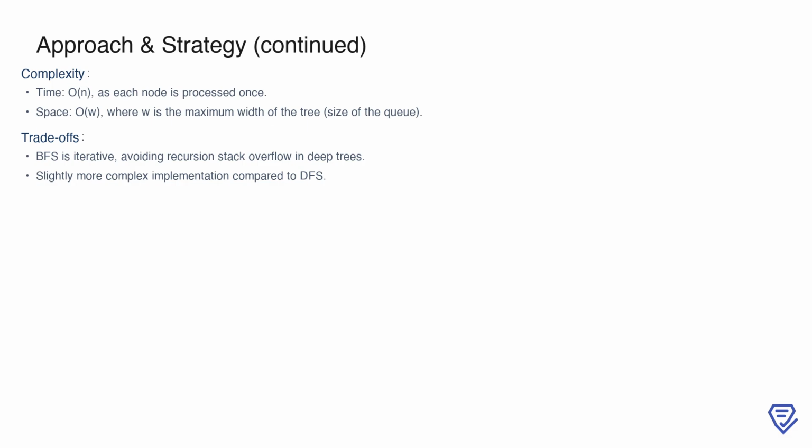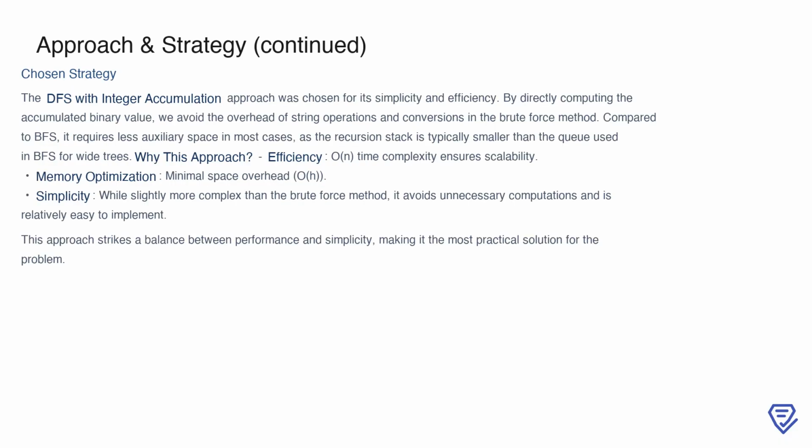Each approach has its merits, but the choice depends on the specific problem constraints and the structure of the binary tree. The chosen strategy for this problem is the optimized DFS approach with integer accumulation. This method strikes a balance between simplicity and efficiency, making it ideal for solving the task. By directly computing the binary value during traversal, we eliminate the overhead of string operations and conversions that make the brute force method less scalable.